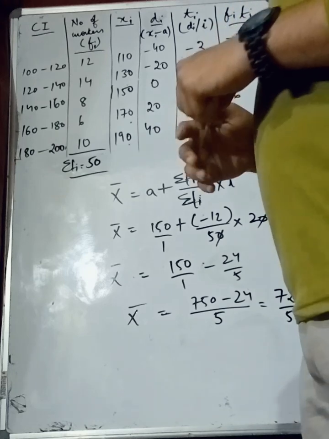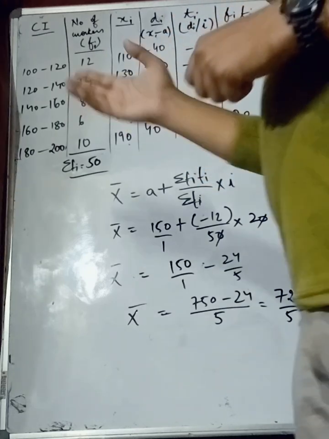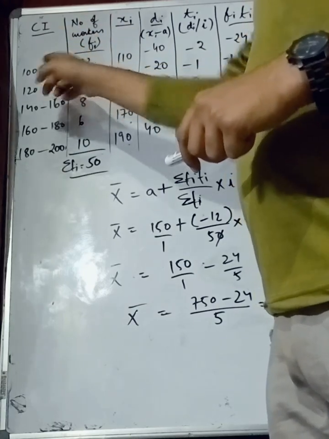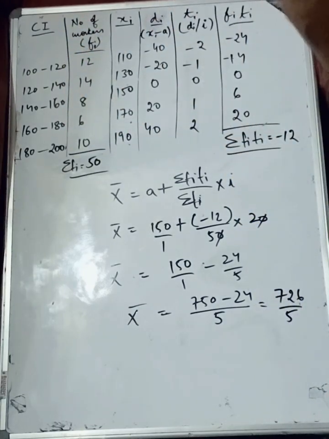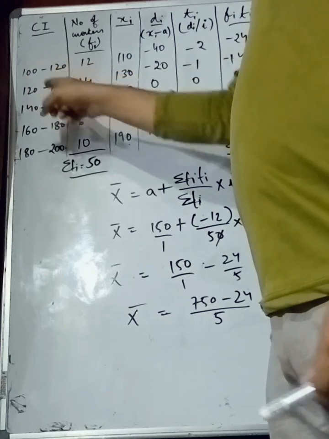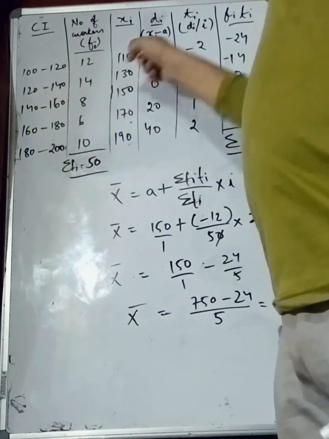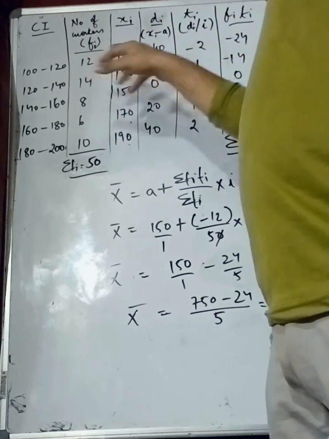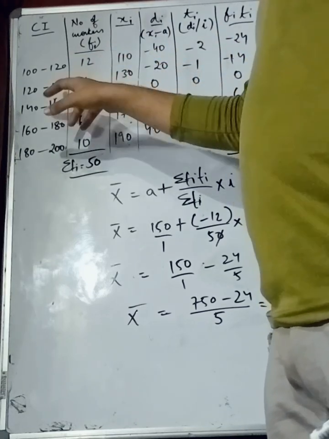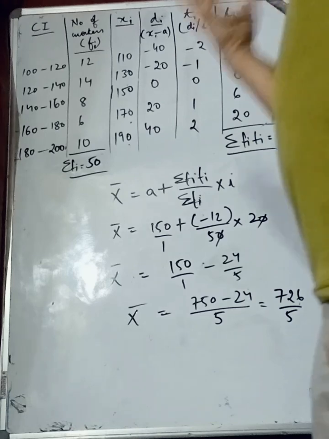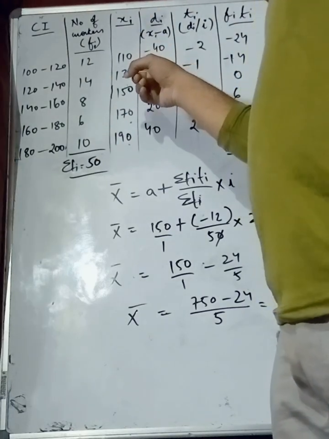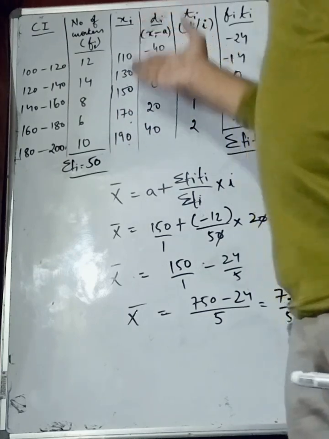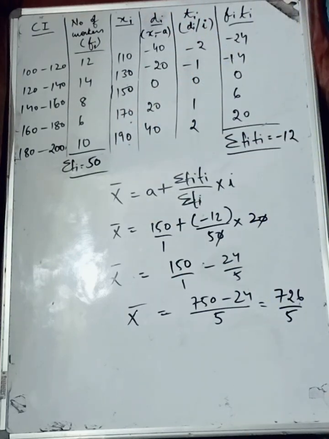Midpoint means, like in the previous video, we calculate through the class interval, adding the upper limit plus lower limit and making it half. That's the midpoint. So 120 plus 100, 220, half of 220, 110. 140 plus 120, that is 260, half of 260, 130. 160 plus 140, 300, half of 300, 150. Accordingly, you can calculate this x column.